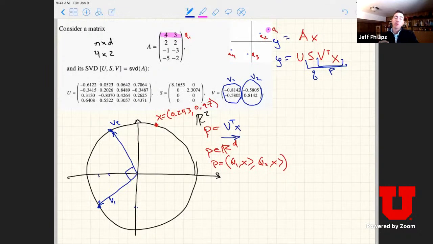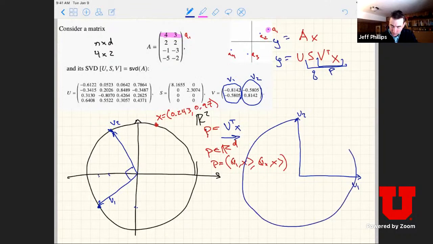So the first coordinate of P is going to be V1 dot X, second coordinate is V2 dot X. Okay, and I can write down what the answer is. It's actually not so important here. What's more important is to think about what this looks like. I'm basically getting this new basis with V1 and V2. And there's still going to be a unit circle that's happening here.